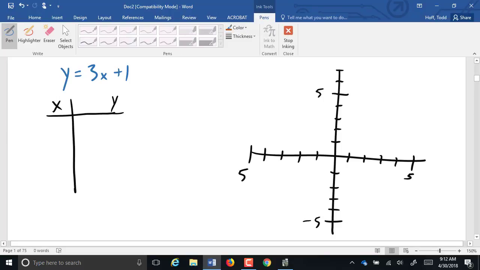So let's say, and I want to have values that kind of spread across the graph. So let's say I pick x to be -2. What would y be? Well, y would be 3 times -2 plus 1. What's 3 times -2? -6. -6 plus 1? -5, right? So that gives me the point x is -2, y is -5. So -2, -5, right there.